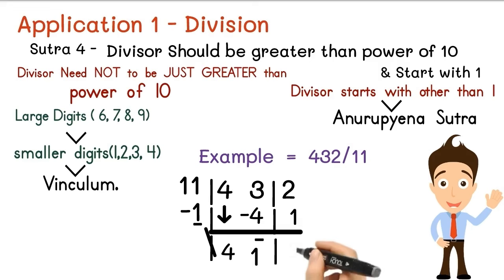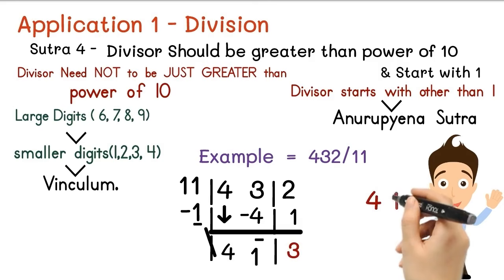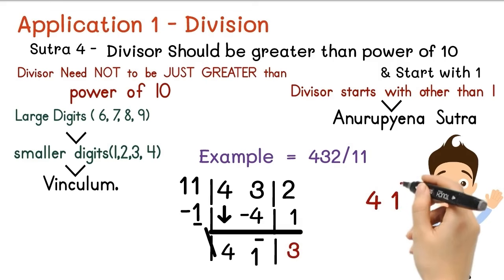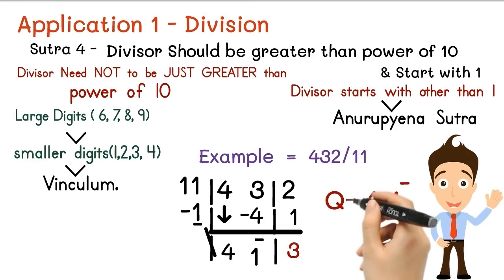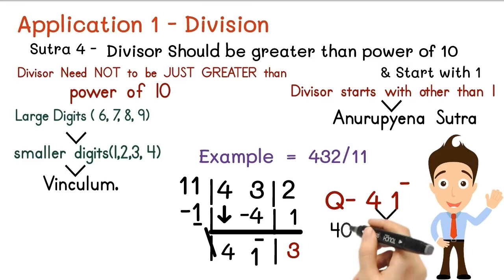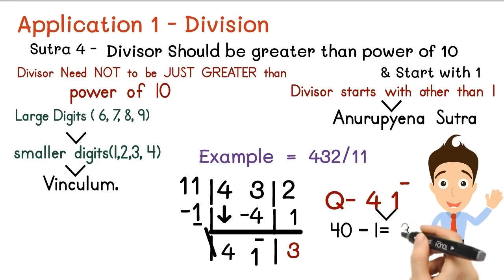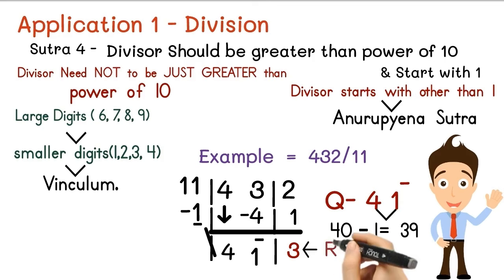Add this 1 in the next number. 2 plus 1 equals 3. Now we got quotient as 4 Vinkilam 1, which is a Vinkilam number. So right now we need to convert this into the form of normal number. So 40 minus 1 equals 39. So our quotient is 39 and the remainder is 3.